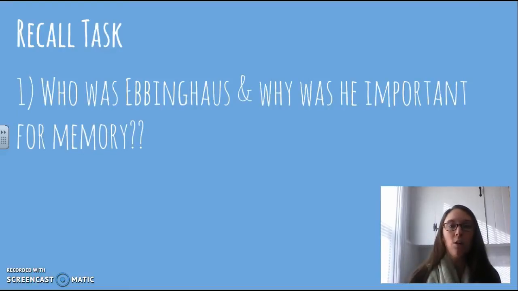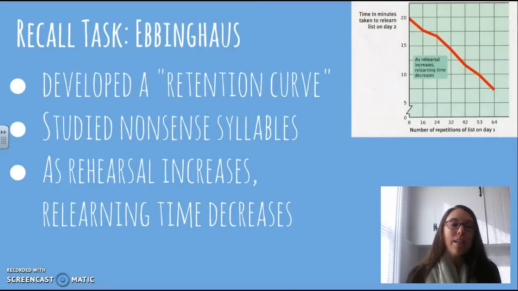At this point, you've learned who Herman Ebbinghaus is, so what I want you to do is try to just think about who was Ebbinghaus and why was he important for memory. So take a second, maybe pause it, give yourself a chance to try to recall that, and then we'll go over the answer, which is that Ebbinghaus is known for coming up with his retention curve. He also did some work on forgetting, which we'll get to in a little bit.